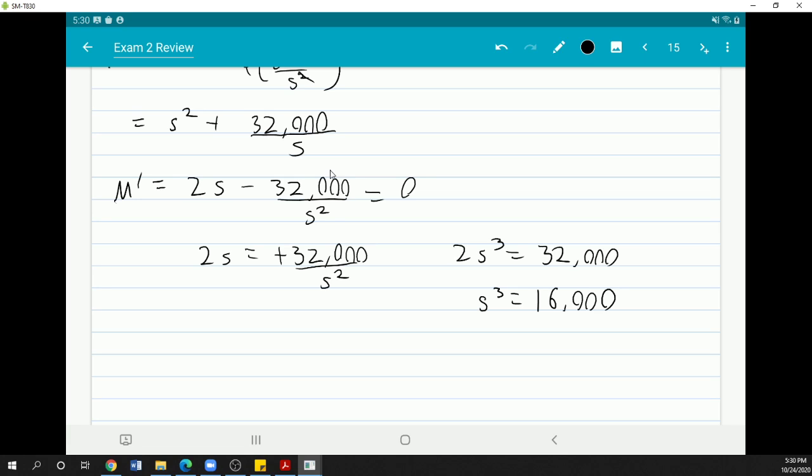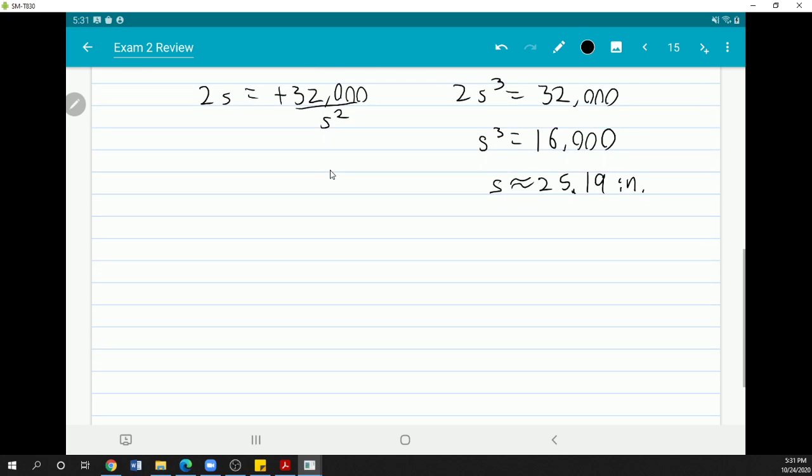Oops, I said divided by. To the power of 1 divided by 3 gives me 25.19, roughly equal to 25.19 inches.